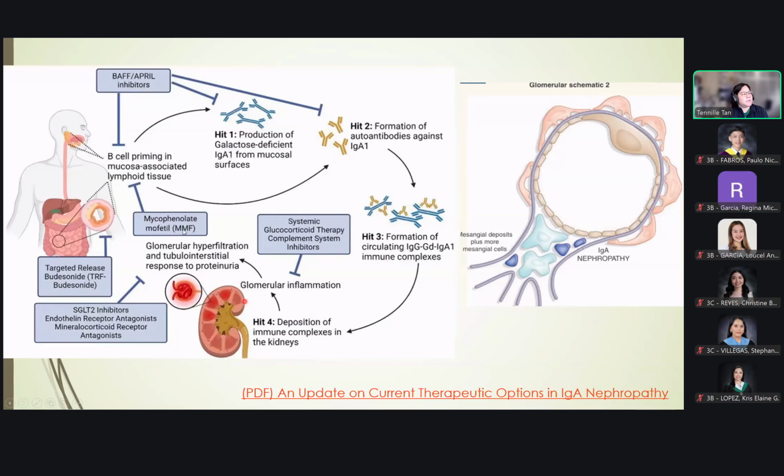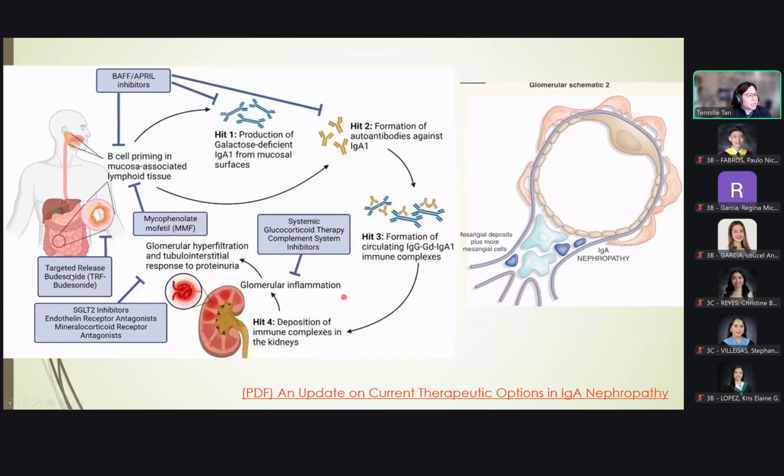And then, of course, other conditions. So here you'll see the different treatments that are being given right now, some of them still in their clinical trial stage. For example, your BAFF or APRIL inhibitors inhibit your hit 1 and hit 2. Usually what we might give is systemic corticosteroid therapy. They will inhibit after, or hit 4, where the IgA has already deposited as immune complexes in the kidney. You'll see your SGLT2 inhibitors, your MRAs or ERAs. They are going to act on the effects, right? They're not going to act on what's causing the patient's condition.